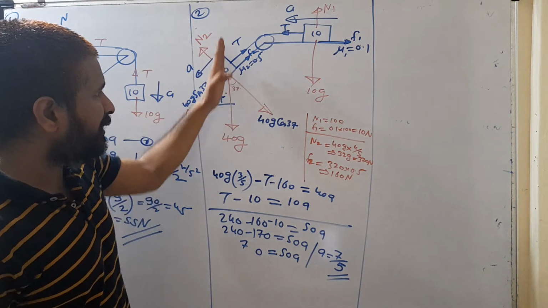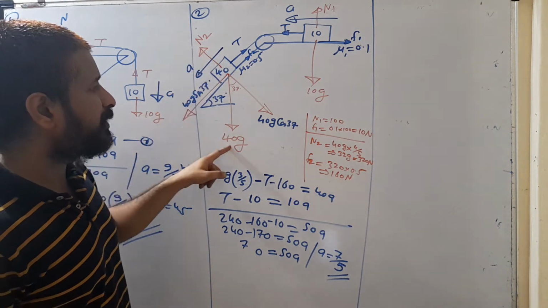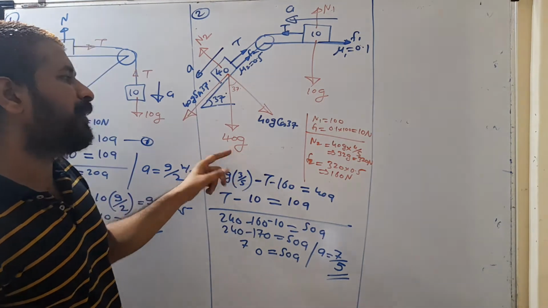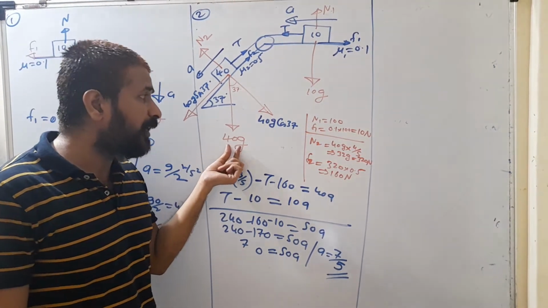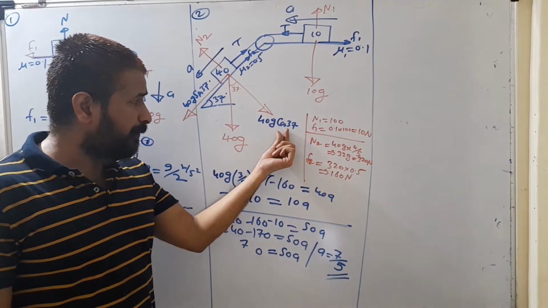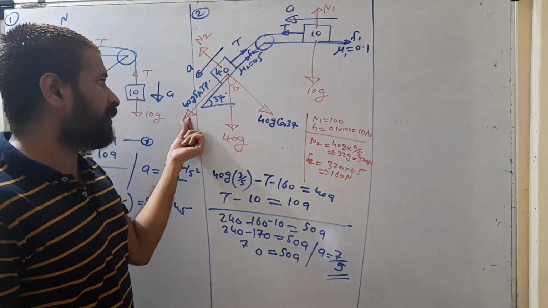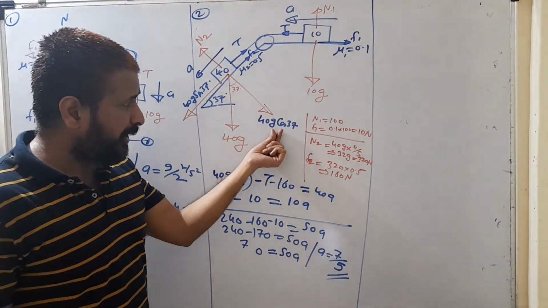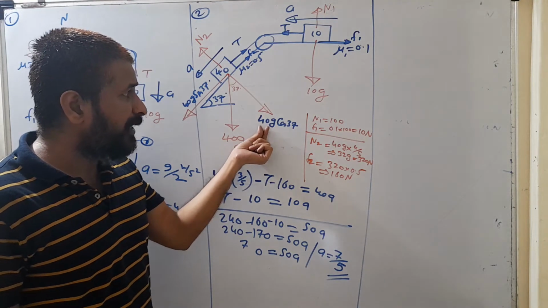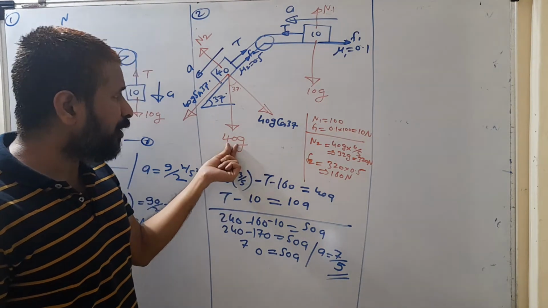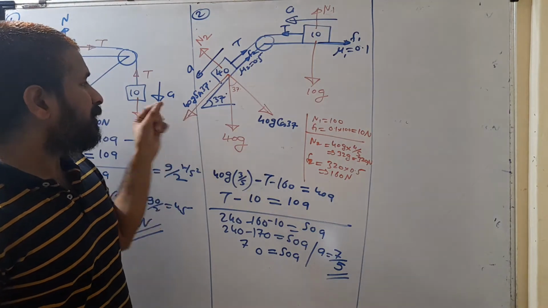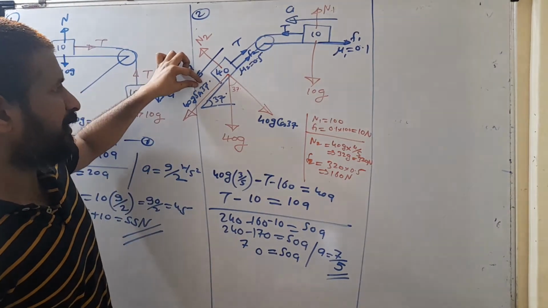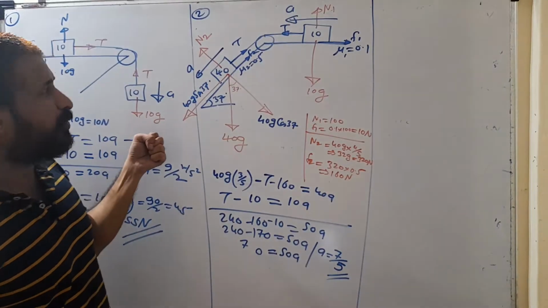And this 40g is making some angle. So I cannot say N2 is equal to 40g. You have to resolve this 40g. You have to find the component of this weight along the perpendicular to the surface and along the surface. If I am resolving it perpendicular to the surface, what component am I going to get? 40g cos 37. And if you are resolving this force parallel to the surface, what component are we getting? 40g sin 37. This 40g sin 37 is pulling it down.